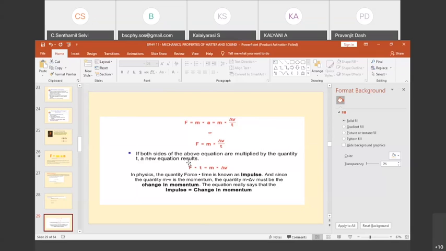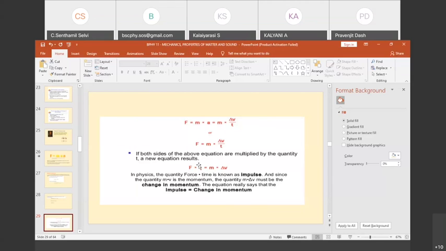And m dot v, what is m dot v? What is m into v? Momentum. That is the quantity of m into del v, that is nothing but change in momentum. So from this equation, what are we going to conclude, what are we going to infer? In the equation, what is F dot t?